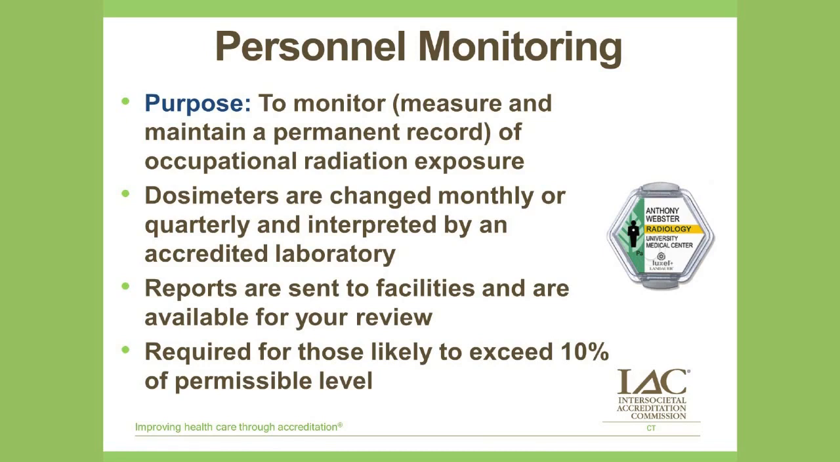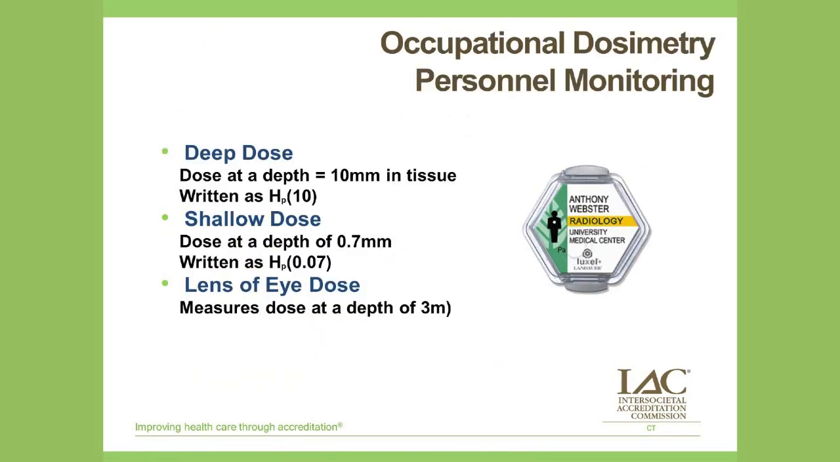And they are required for those that are likely to exceed 10% of the permissible level. So permissible level is 5,000 millirem a year. So if you're likely to exceed 500 or even get close to it, you need a badge. Some of you may not have personal dosimeters or badges, but some of you may. So we must be able to demonstrate you wouldn't get near 500 if you don't have one, but it's a good idea to have one, and you should always have one when starting out to find out what your dose risk is.